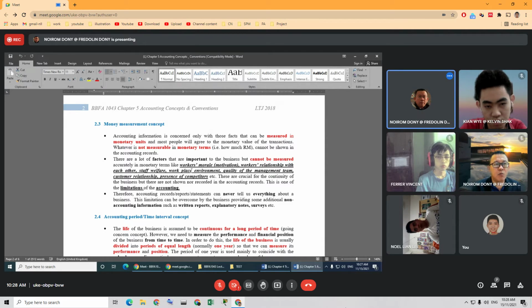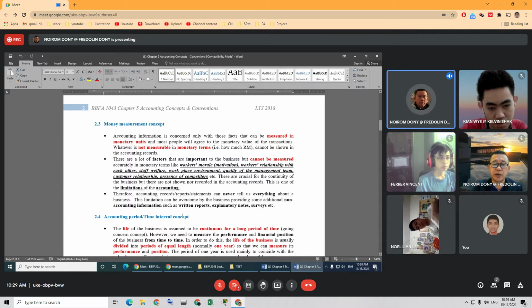Morale, meaning how motivated the staff are, the relationship with each other. Very important, because if the relationship is very good, then the company can survive. The staff welfare, the workplace environment, the quality of the management team, good management, quality management. This one you can't measure in terms of money. So that's why you don't see this in the statement of profit or loss or the statement of financial position. Isn't it? So therefore, accounting records and statements can never tell us everything about the business.